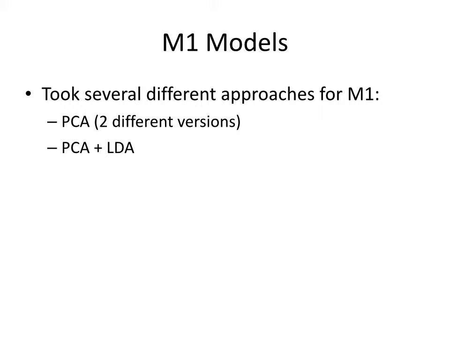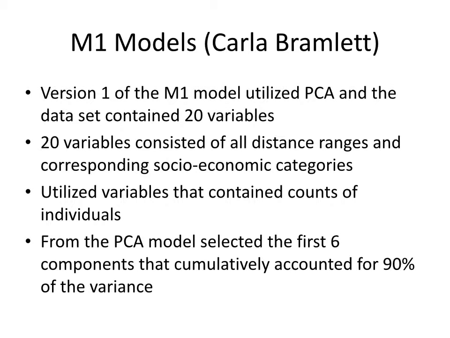For our M1 models, we took several different approaches. Two of the models specifically utilized PCA, and the third model used PCA combined with LDA. The first version of the model, which was mine, looked at 20 variables that consisted of all distance ranges and corresponding socioeconomic categories. These variables specifically looked at the counts of individuals by state rather than the percentage share. The results of my model showed that I was able to extract 6 components that cumulatively accounted for 90% of the variance.